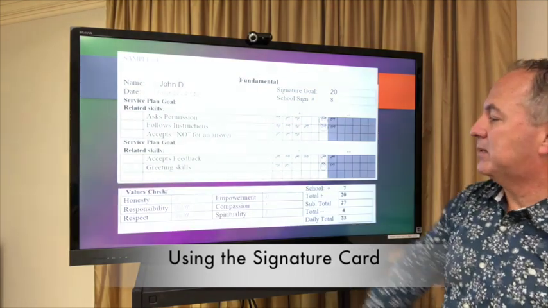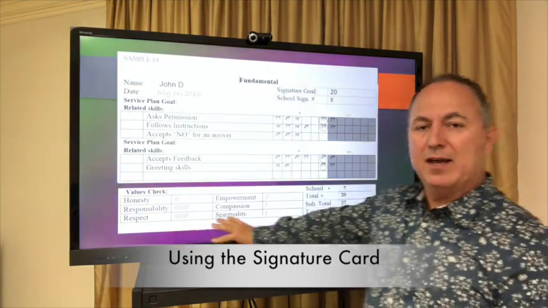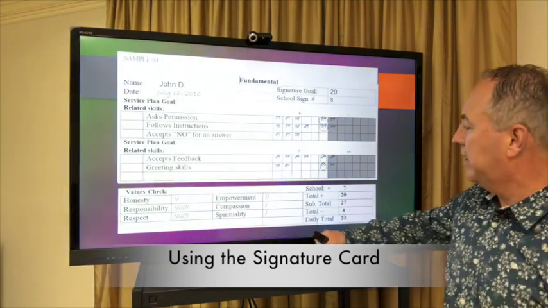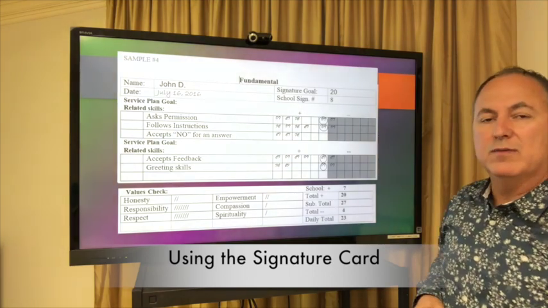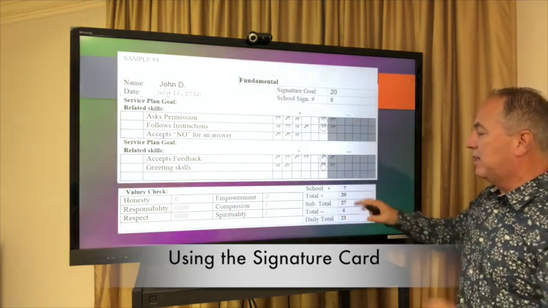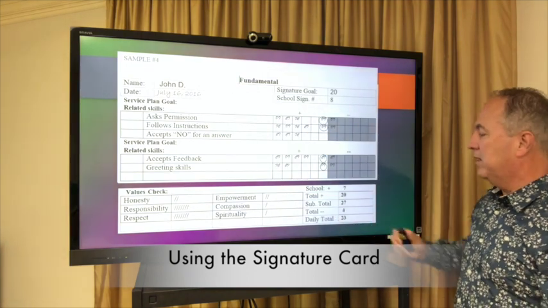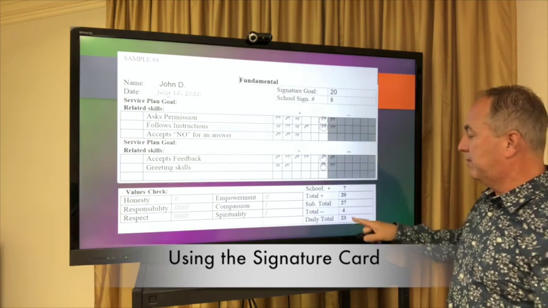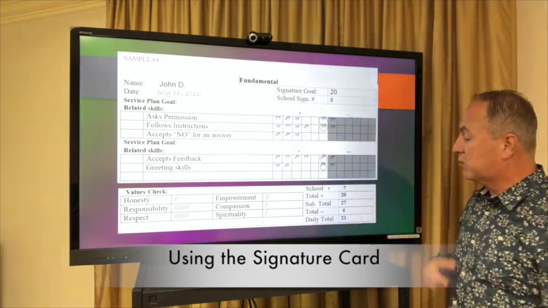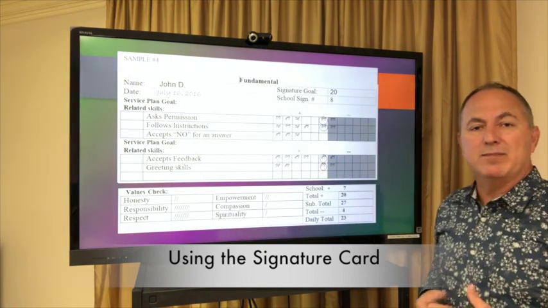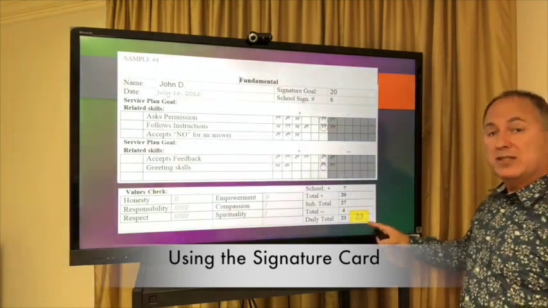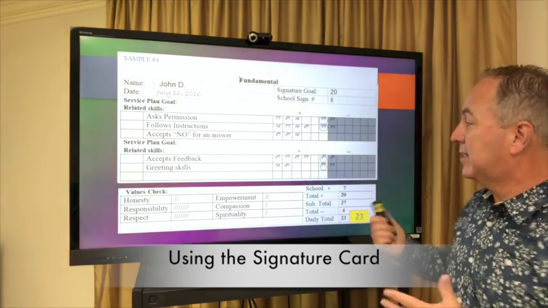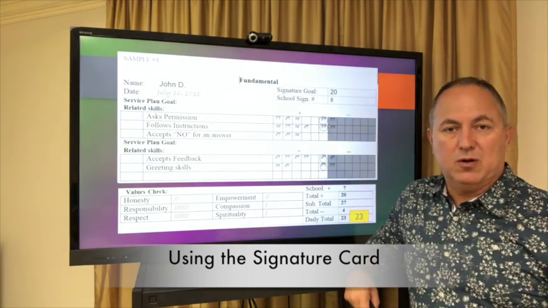So let's look at what this ends up at the end of the day. Again, you see the highlighted values down here across the bottom. They've got their check marks. And then John earned a total of 7 points today from his school card. He earned 20 positive signatures. That gives him 27 as a total. And this day, he only earned 4 corrective teachings. Great. So when we subtract those corrective teachings from the positives, John ends up with a balance of 23. Way to go, John. 23, he went 3 above his daily goal of 20. So that's a very successful day for John with his signature card.